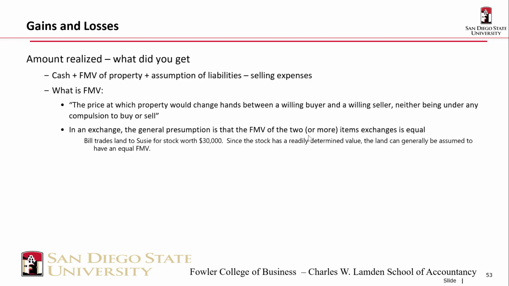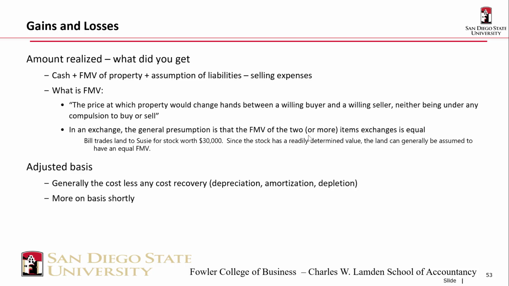In an exchange, and we'll talk about exchanges much later on, the general presumption is that the fair market value of two items exchanged is equal. So if Bill trades land to Susie for stock worth $30,000, stock often has a readily determined value, right? Oh, it was traded on the New York Stock Exchange. We can determine exactly what it was worth on the date of the exchange. So generally we would just assume that the land has the same value, right? Because with the land, we really don't know what it is, and we can have an appraiser come in and do all sorts of things, but it's not like there's a liquid market for land like there is for stocks.